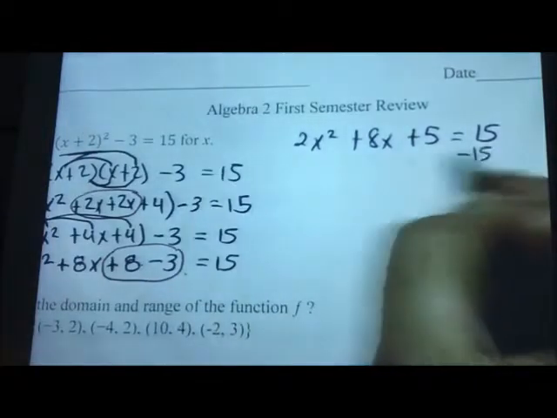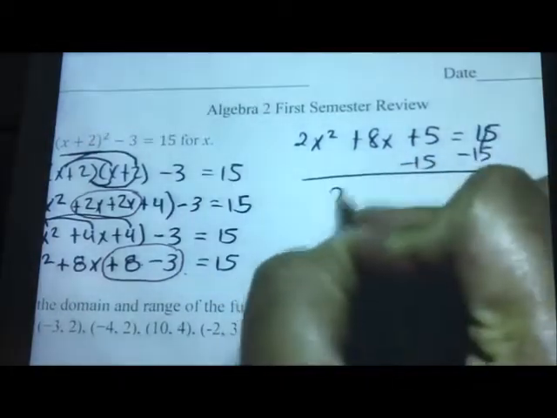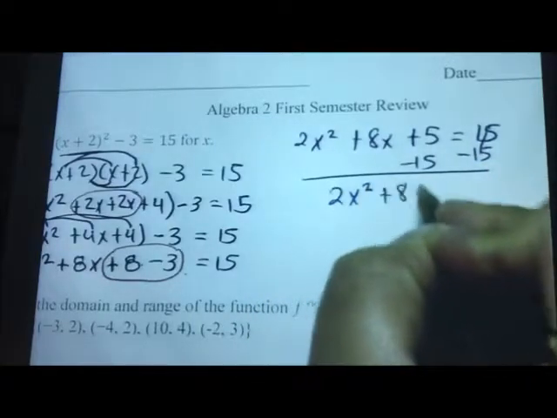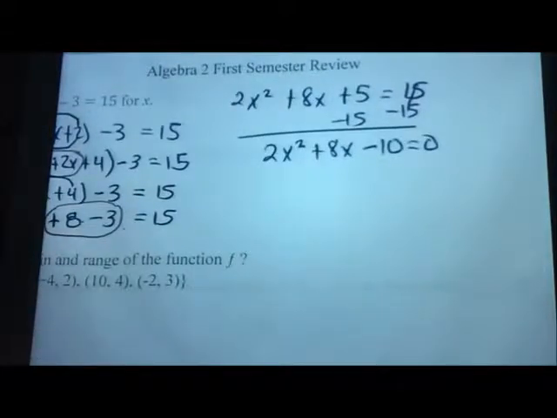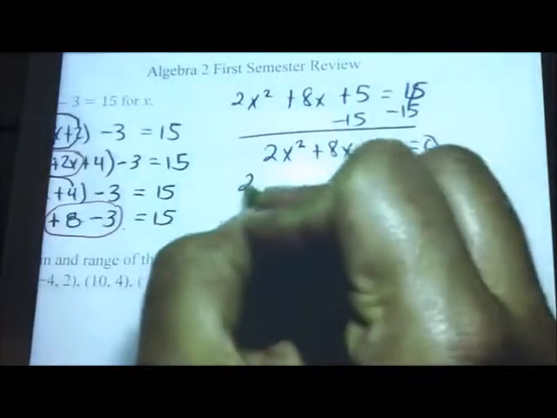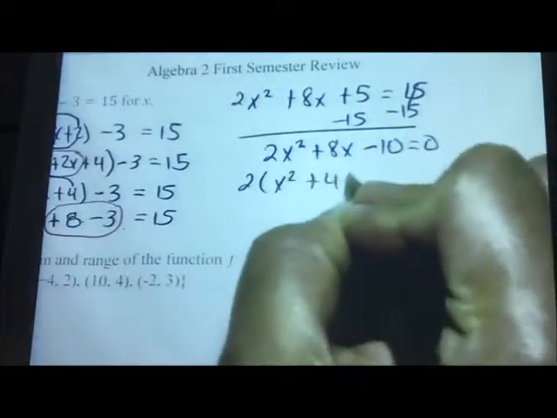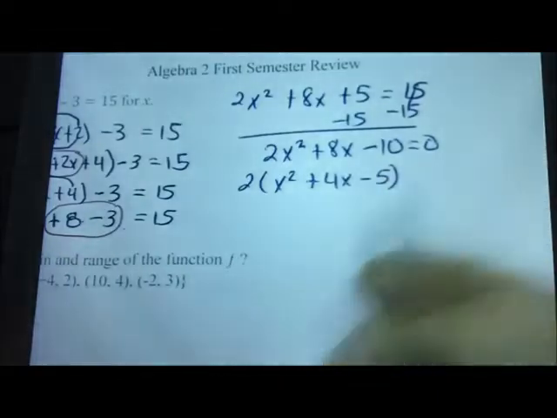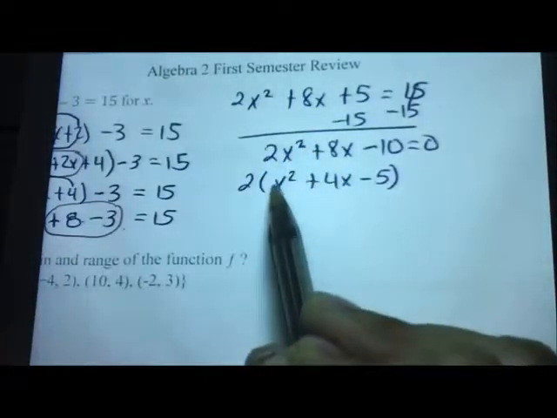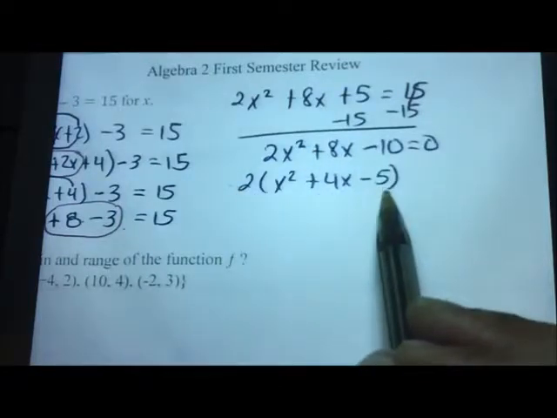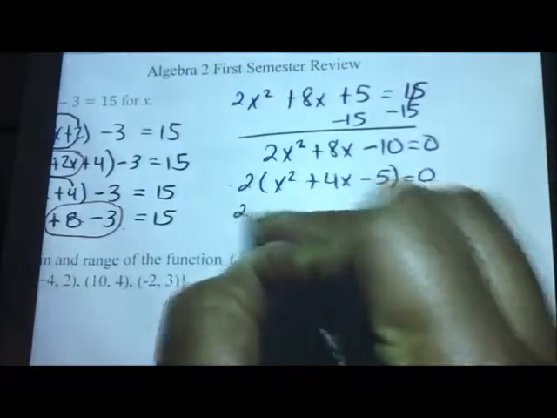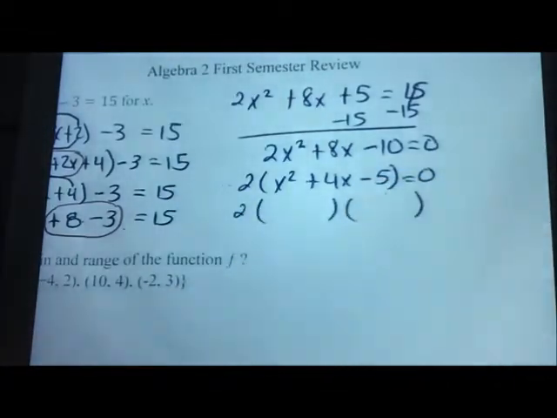We have to subtract 15. Subtract 15. 2x squared plus 8x minus 10 is equal to 0. So now that it's equal to 0, we're done with all the parentheses. We have to try to factor this out. So all of them are divisible by 2, so I could factor out a 2. That means we divide everything by 2. 2x squared divided by 2 is just a 1x squared. 8 divided by 2 is 4. Negative 10 divided by 2 is negative 5. So this 2 stays there, but this here we have to break down into 2 parentheses.